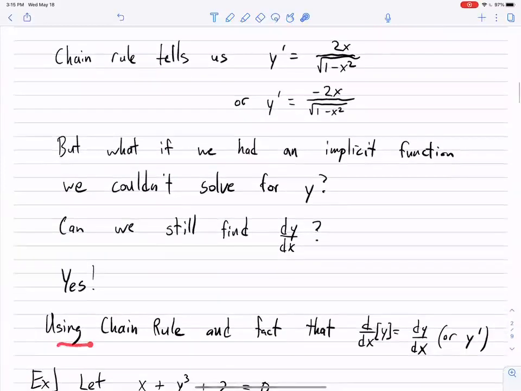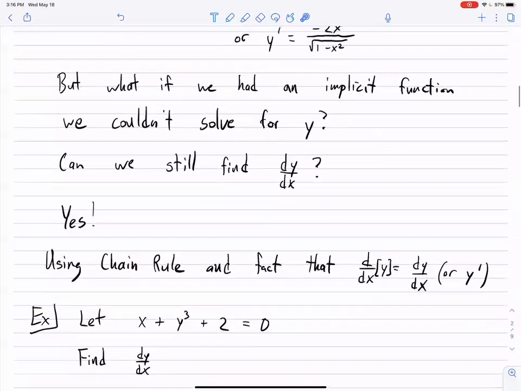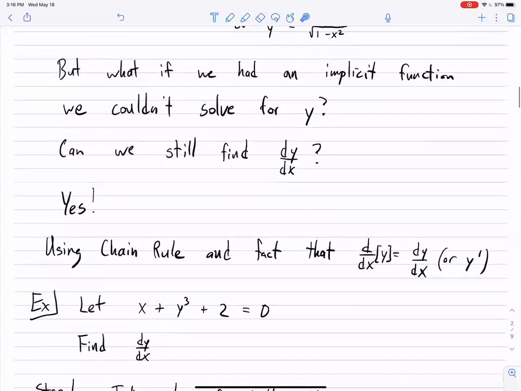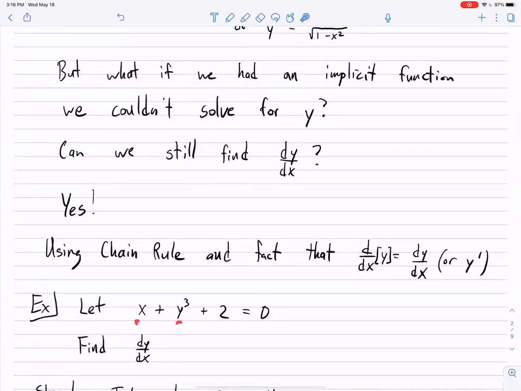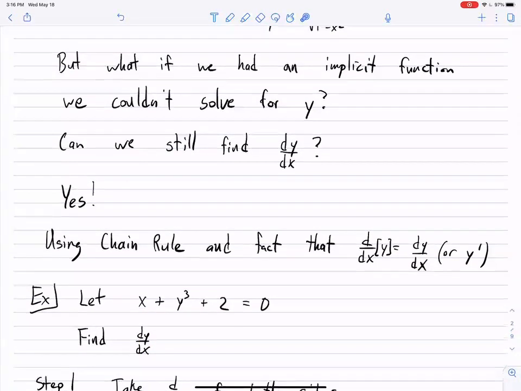And the way we do it is by using chain rule. So this is huge. We're using chain rule and the fact that d dx, the derivative with respect to x of y, is dy dx or y prime. Dy dx and y prime are interchangeable. And so here's the idea. Let's start with this function right here. We have x plus y cubed plus 2 equals 0. Y is an implicit function of x, but we could still find dy dx, which would still tell us the slope at any point for this curve or this equation.